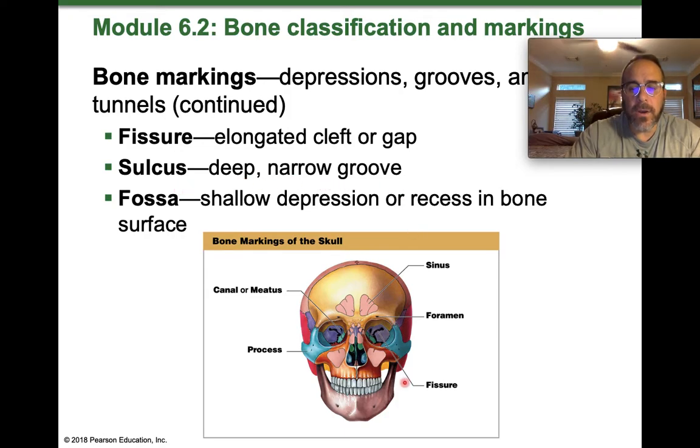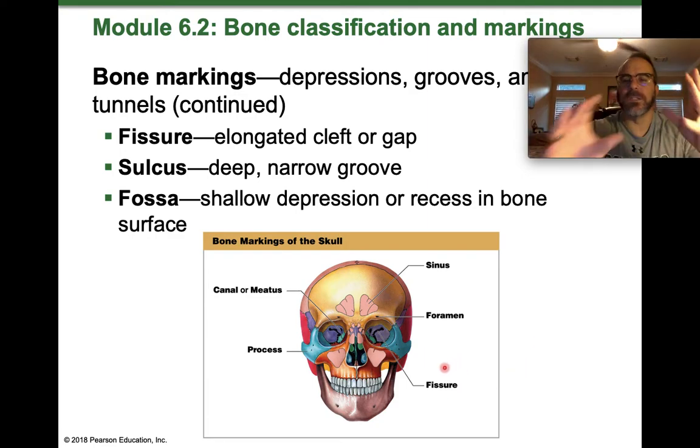So right here, can we see a sulcus on here? I do not see the sulcus. Why don't they have it labeled here? Sulcus. Central sulcus we'll talk about when we get to the brain. Leave it at that. Fossa is going to be a shallow depression or recess in the bone. So it'll make more sense when I can move the skull.